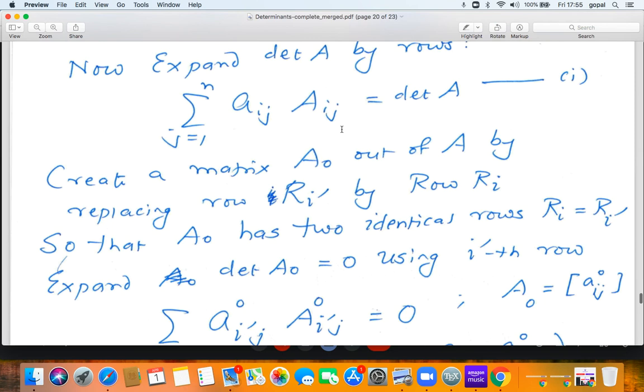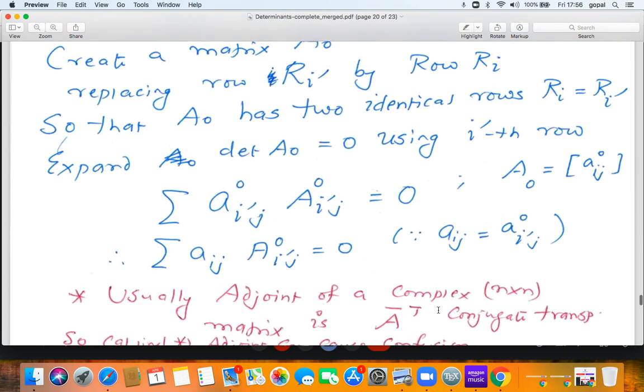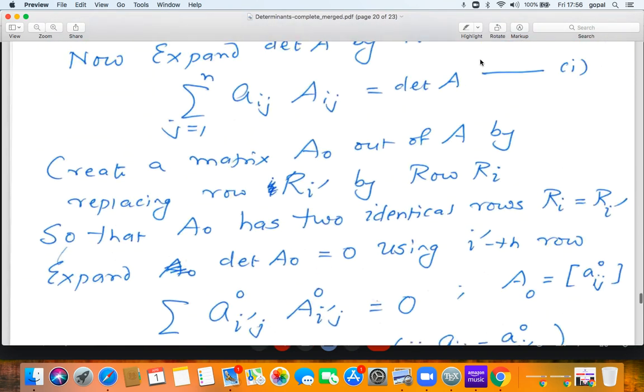Aij, capital Aij, the same j on both sides. So the same i on both sides. Aij, capital Aij, gives the determinant of A. Here I'm having Aij, but capital A i prime j, and I'm getting 0. So let us stare at these two equations, 1 and 2.